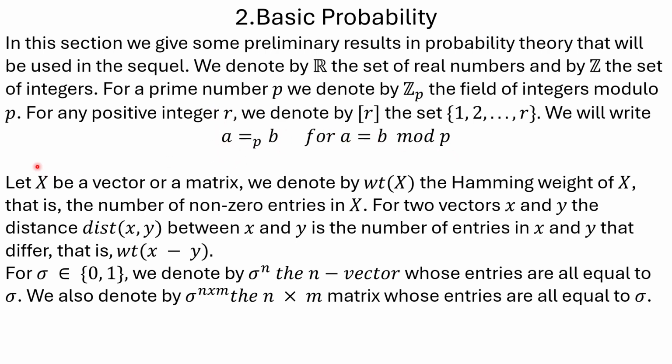Let X be a vector or a matrix. We denote by weight(X) the Hamming weight of X, that is, the number of non-zero entries in X. For two vectors x and y, the distance dist(x,y) between x and y is the number of entries in x and y that differ. That is weight(x minus y). For sigma in {0, 1}, we denote by sigma to the power of n the n-vector whose entries are all equal to sigma. We also denote by sigma to the power n cross m the n cross m matrix whose entries are all equal to sigma.